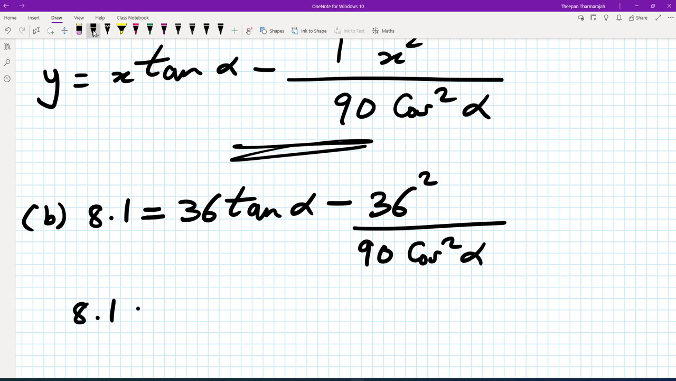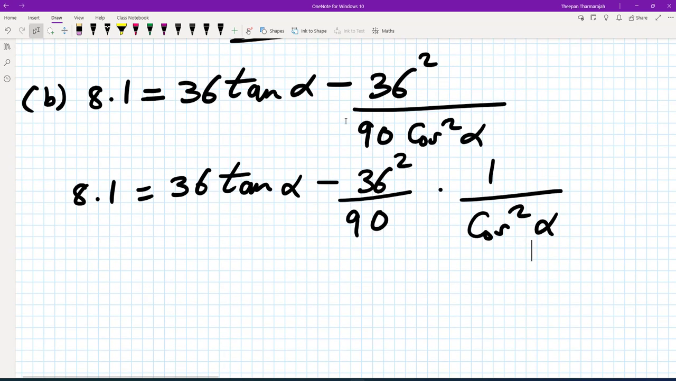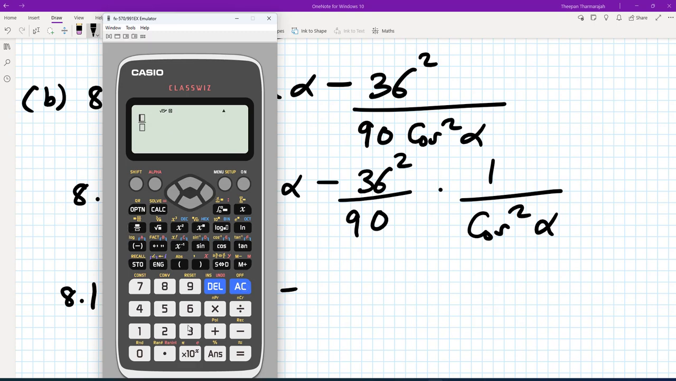I'm going to write that as 8.1 equals 36 tan alpha. Now what I'm going to do, I'm going to write it as 36 squared over 90 times 1 over cos squared alpha. And that now will give me the following here: 8.1 equals 36 tan alpha. Now let's use our calculator to simplify that down. So 36 squared over 90 is 72 over 5.